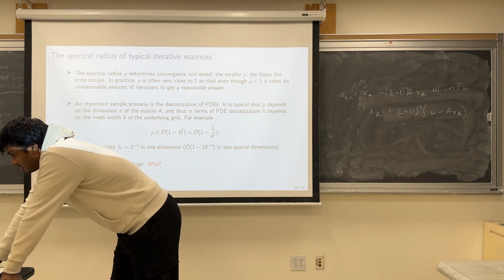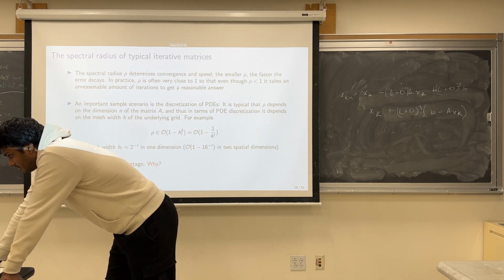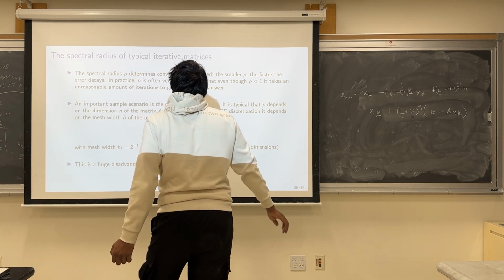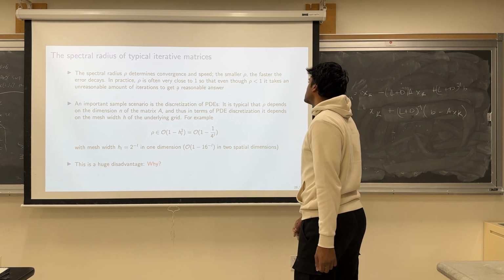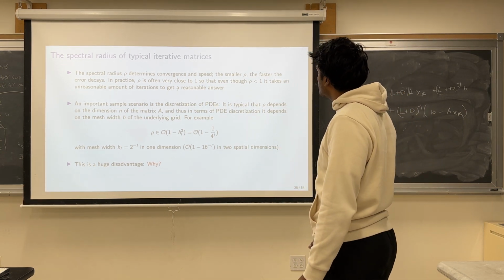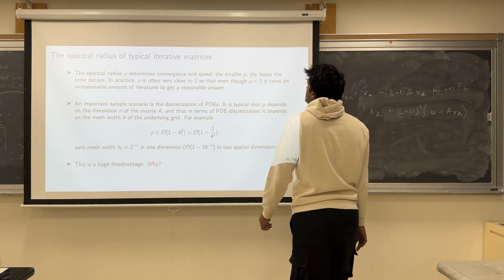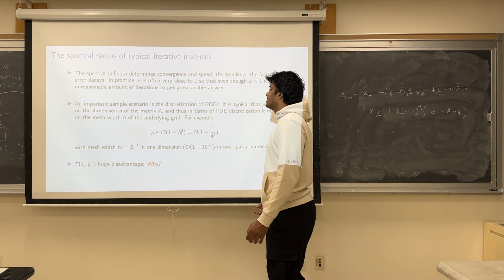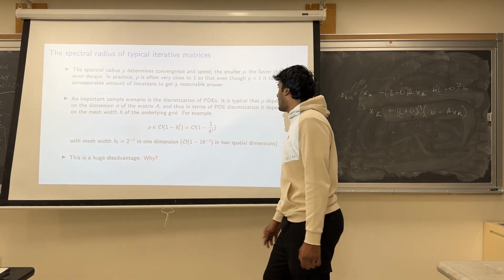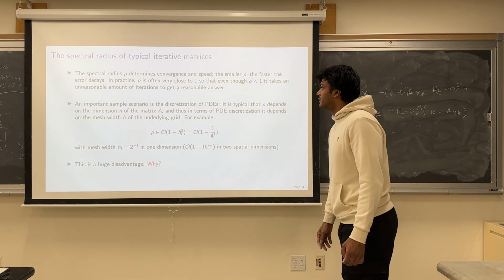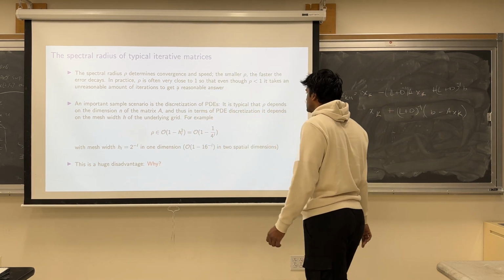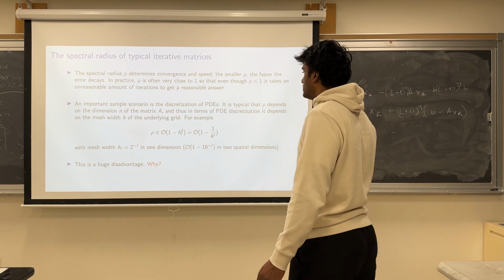Spectral radius of typical iterative matrices. The spectral radius rho determines convergence and speed. The smaller rho, the faster the error decays. In practice, rho is often very close to 1, so that even though rho is less than 1, it takes a reasonable amount of iterations to get a reasonable answer. An important sample scenario is discretized PDEs. It is typical that rho depends on the dimension n of the matrix A, and thus in terms of PDE discretization, it depends on the mesh width h of the underlying grid.